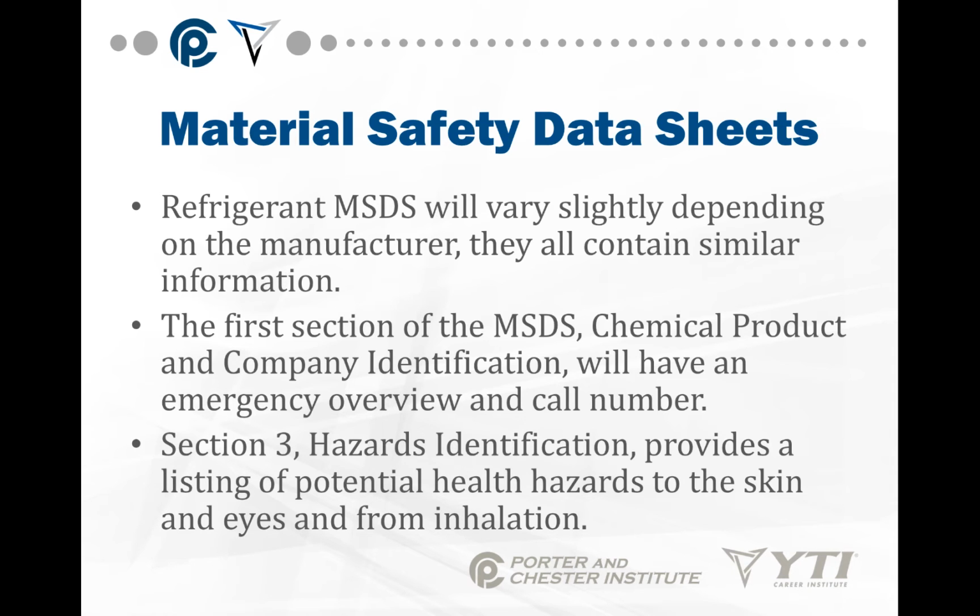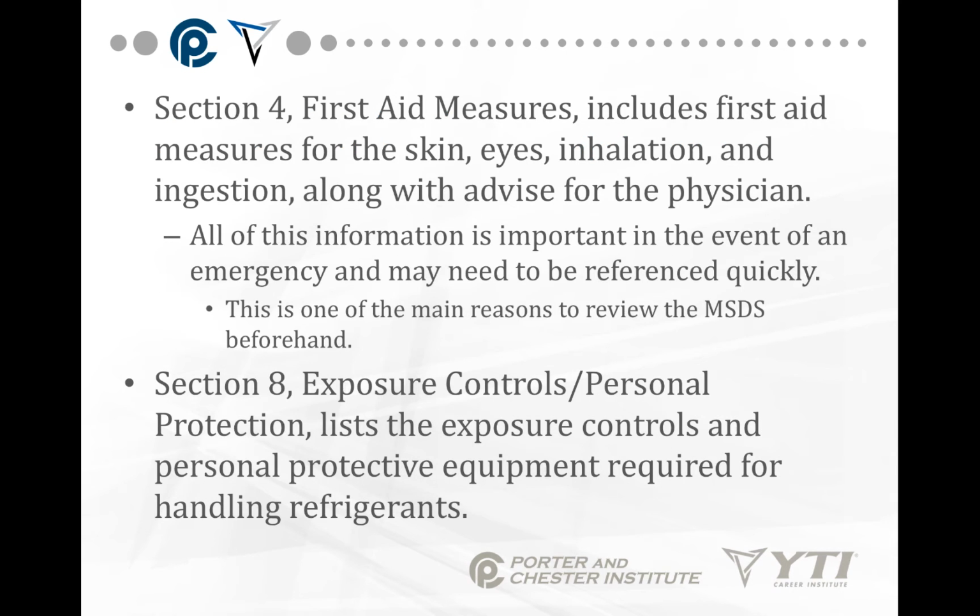The first section of the MSDS contains the chemical product and company identifier, and it will also have an emergency overview and a number to call if you need help. Section 3, Hazard Identification, provides a listing of potential hazards to the skin and eyes, and from inhalation. Section 4 contains first aid measures, including first aid for the skin, eyes, inhalation, and ingestion, along with advice for the physician. All of this information is important in the event of an emergency and may need to be referenced quickly. That's one of the main reasons to review the MSDS ahead of time.